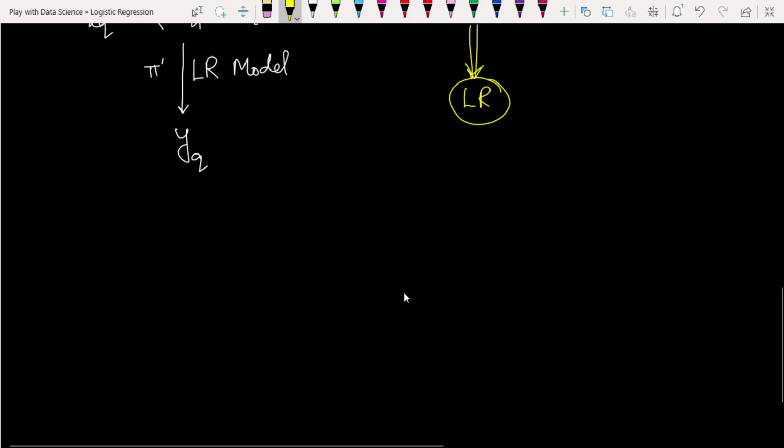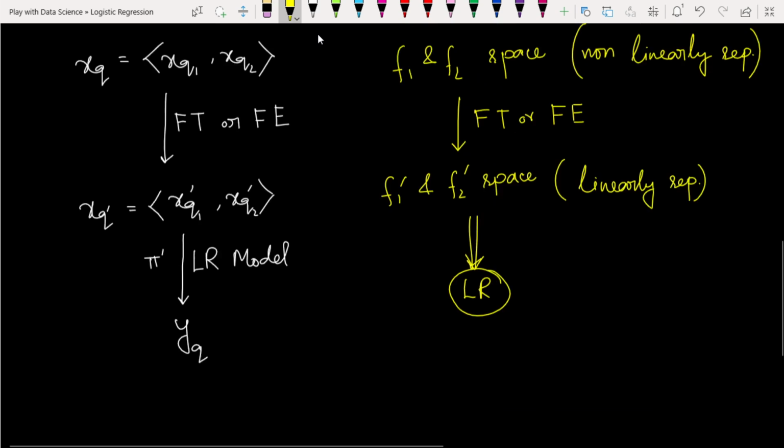Now the main question is, how do you know which transformation to apply? As I said previously, it totally depends on your experience, how you play with data, your creativity, and how you tackle the problem you have. It depends on you, on your creativity and your experience.